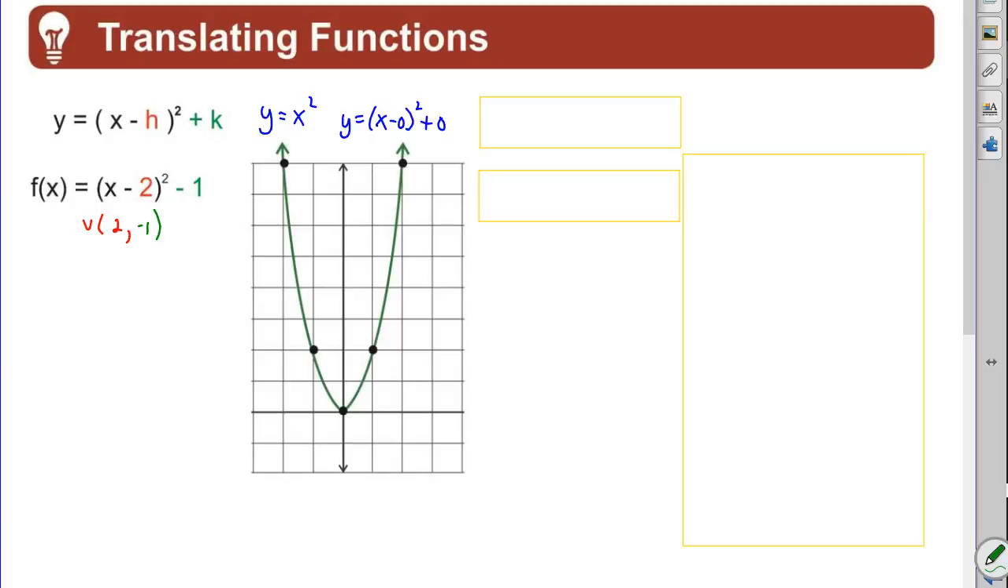In this function, our vertex has an x coordinate of 2 and a y coordinate of -1. So this whole function is translated 2 to the right and 1 down. The value of h moves it left or right: positive h is right, negative h is left. The value of k moves it up or down: positive k up, negative k down.